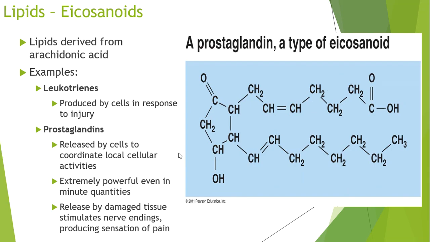Eicosanoids will also be important as you move into 169, and a lot of these are derived from arachidonic acid. There's an important metabolic pathway that you'll get into in 169 as well that involves leukotrienes and prostaglandins, but we're not going to talk about that in detail here in 168.